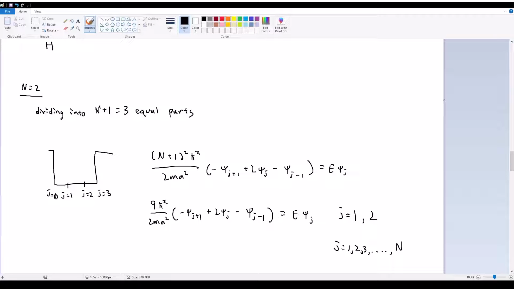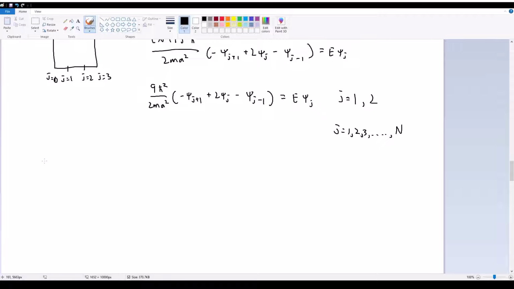Now, if we plug this in for each case, then we're going to get a set of 2 equations. So we're going to get 9h bar squared over 2ma squared at the front, always. And then we have, for j equals 1, negative psi 2 plus 2 psi 1 minus psi 0, and this is equal to e times psi 1. And then we get negative psi 3 plus 2 psi 2 minus psi 1, and this is equal to e psi 2. So the top one is for j equals 1, and this bottom one is for j equals 2.